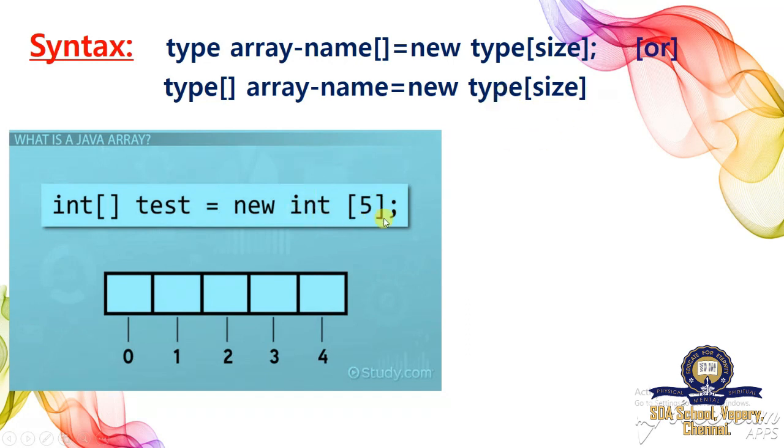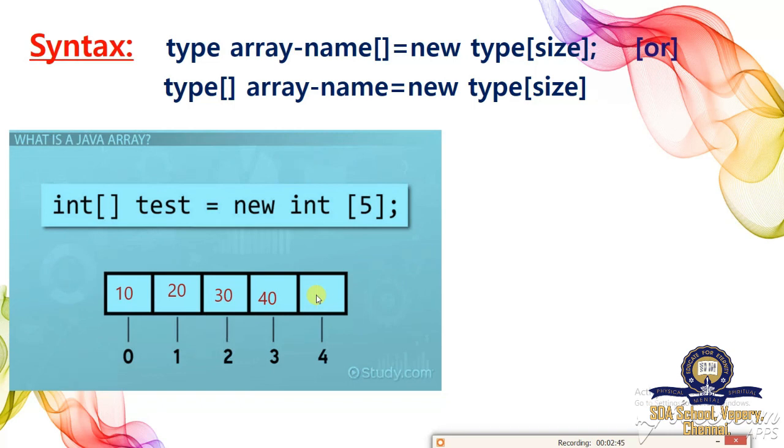The size of the array is what? 5. So totally here we are going to use how many elements? 5 elements. So the first element is 10, second element is 20, third element 30, fourth one 40, and last one is 50.